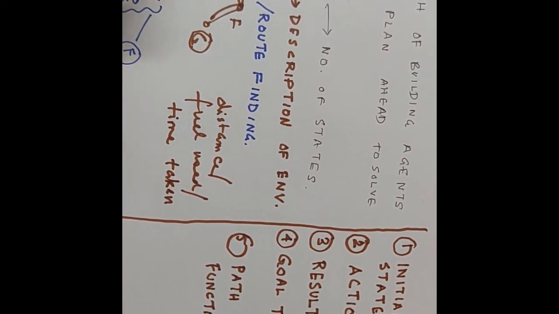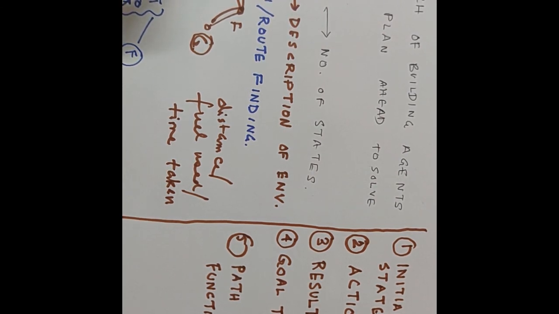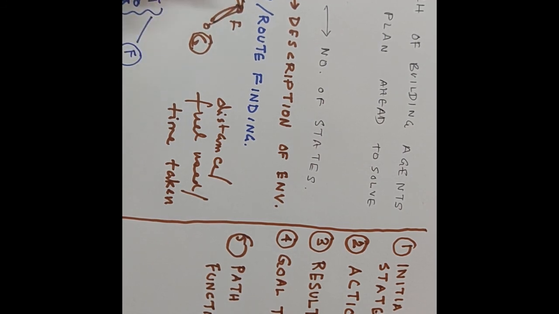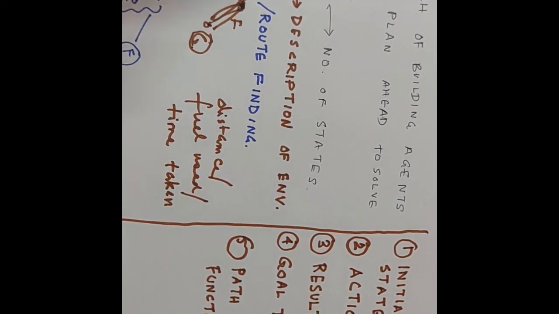From A to B, one step cost. From B to D, another step cost. From D to F, another step cost. And from F to G, another step cost. The summation of all these step costs will give me the path cost from A to G. Summation of all these step costs from A, B, D, F, G will give me the path cost from A to G along the path A, B, D, F, G.